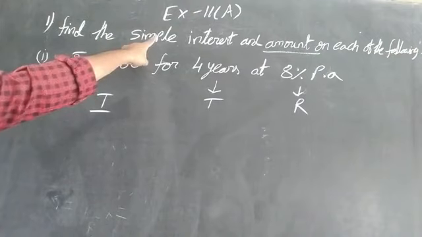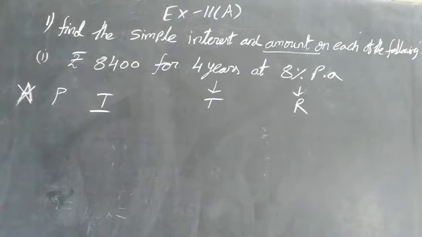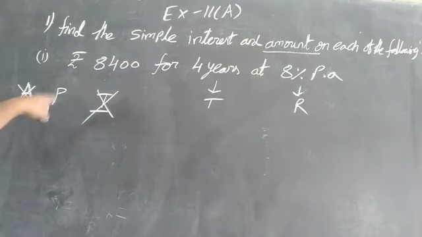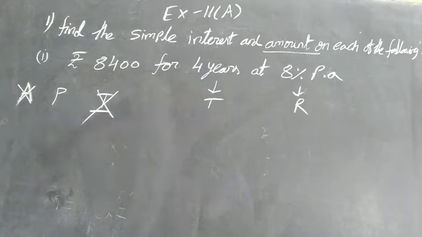Next one is simple interest. Find the simple interest. That means interest is also not given. So the given sum, rupees, is related to principal. Rupees is given as the principal. Like that we have to check it once.